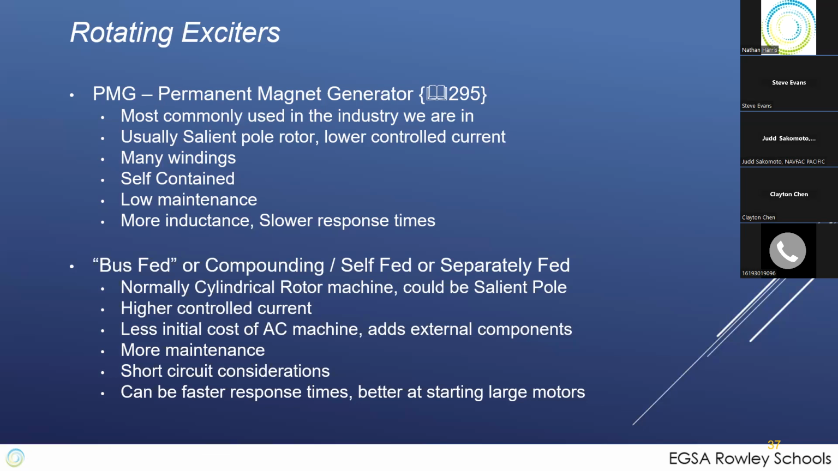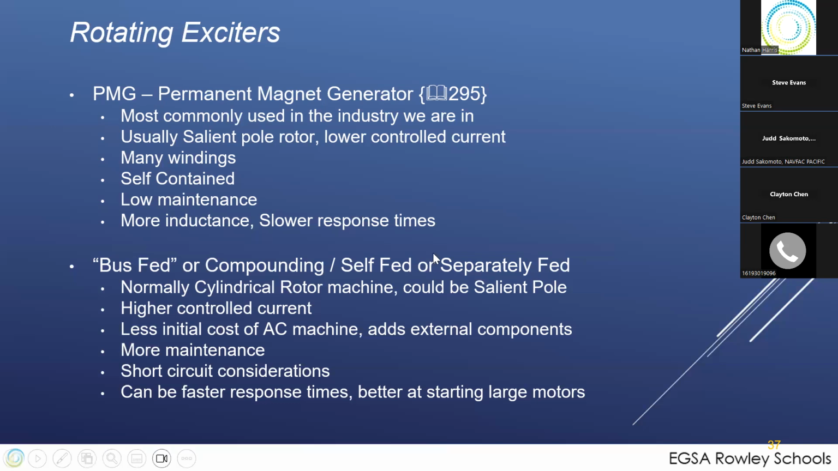There's some short circuit considerations. If you have a high load or a short circuit on a compound or self-fed machine, the voltage can collapse. And so if your voltage collapses, you don't have enough current to trip your breakers. So you get this slow burning, arcing, welding type of fault, and that's the worst scenario you can have in a power system, as you know.